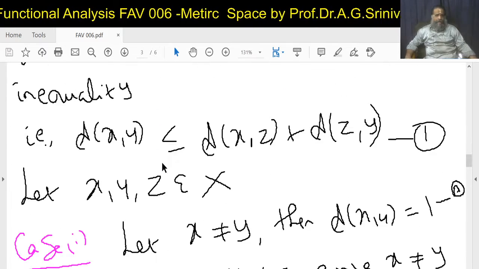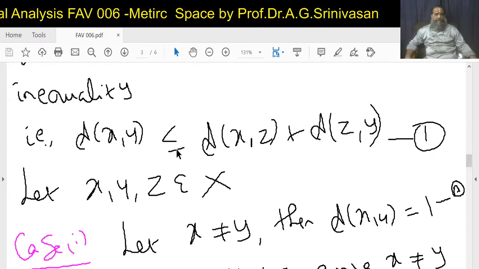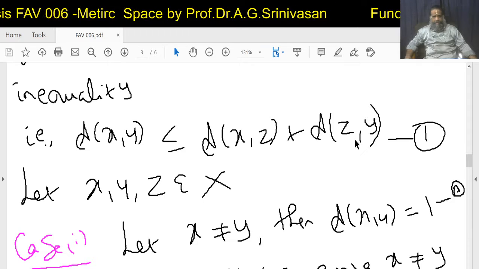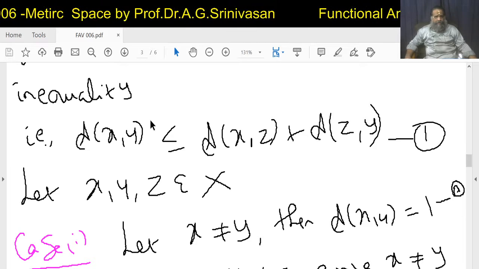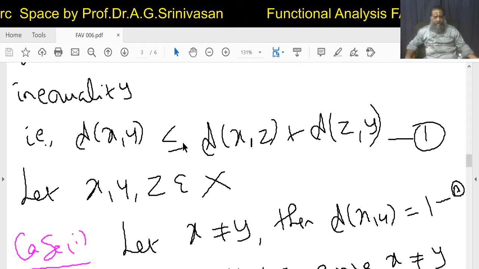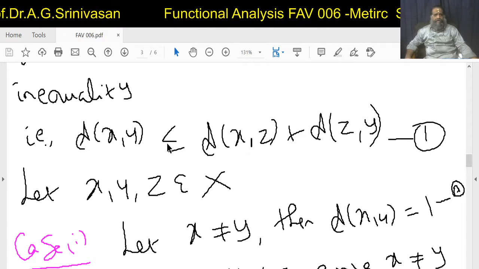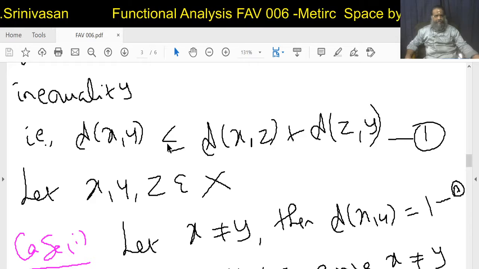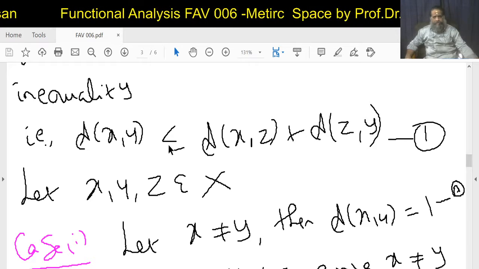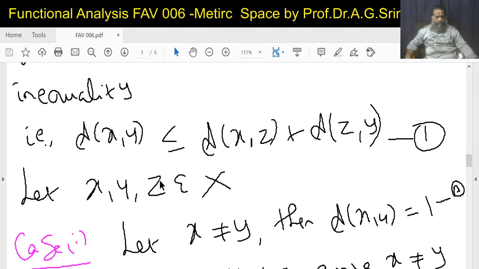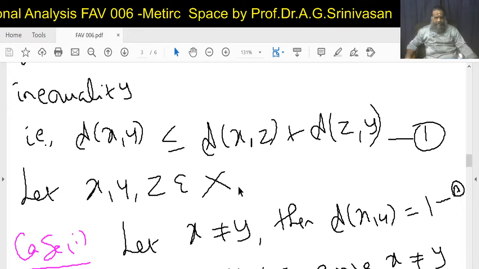To show the triangle inequality, which is d(x,y) is less than or equal to d(x,z) plus d(z,y). When I say less than or equal to, it can be less than or even equal to. Even if strict inequality comes, it is still a metric space if it satisfies the first three conditions, the non-negativity, symmetry conditions, and so on. So let x, y, z belong to X.